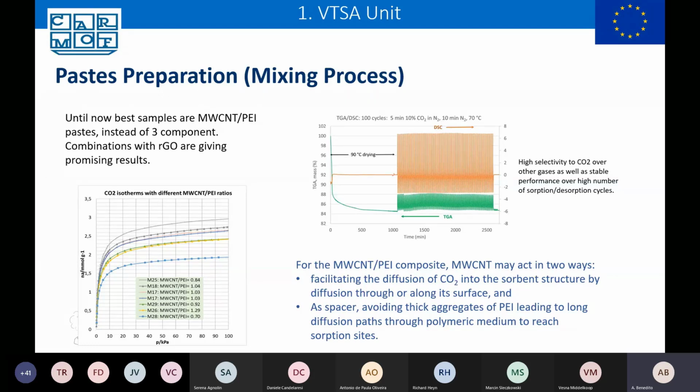At the bottom, we can see the isotherms of CO2 absorption, and I can say that with our selected material for the pilot plant demonstrators, we are around 3 millimoles per gram at 1 bar. Testing this material more deeply, we have found a very high selectivity of CO2 over other gases, mainly nitrogen, and this material has a stable performance over a high number of sorption and desorption cycles.